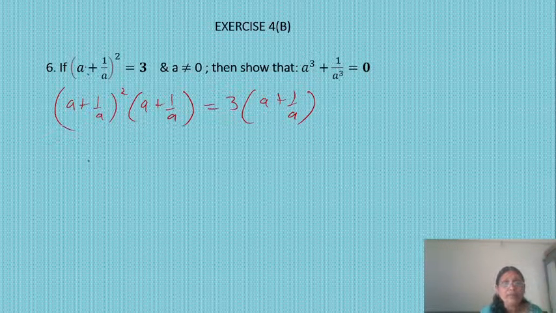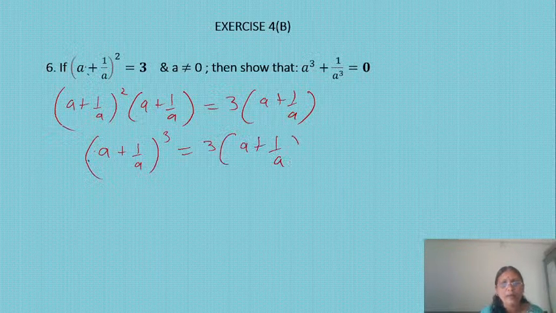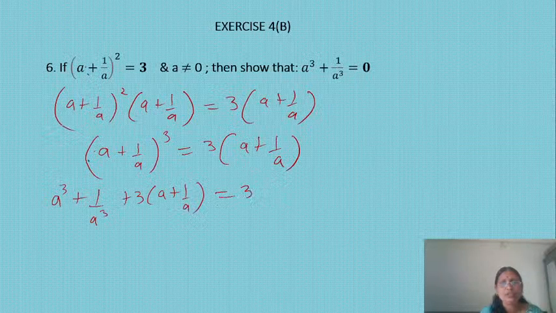Okay. Now when we multiply, a square into a is a cube, and square into 1 is the same. So add the powers, laws of exponents, we get (a plus 1 upon a) whole cube is equal to 3 bracket a plus 1 upon a. Expand this. So expansion of this is a cube plus 1 upon a cube plus 3 in bracket a plus 1 upon a, which is equal to 3 in bracket a plus 1 upon a.